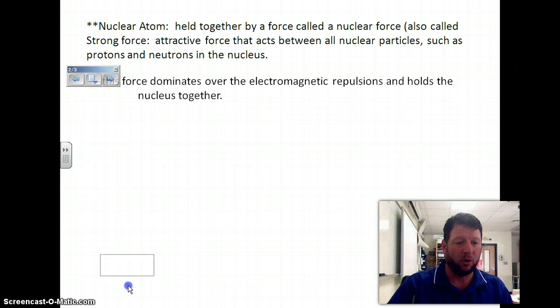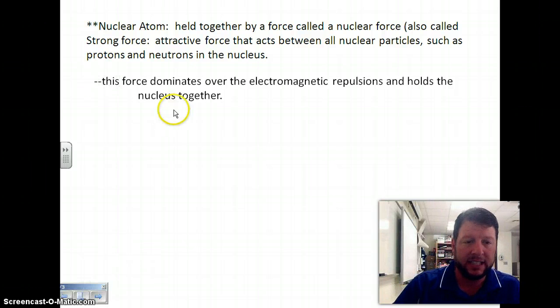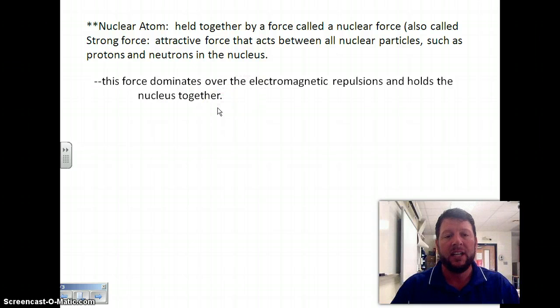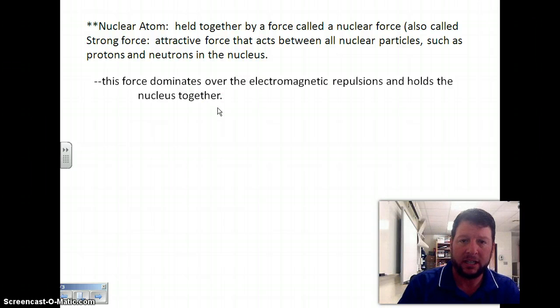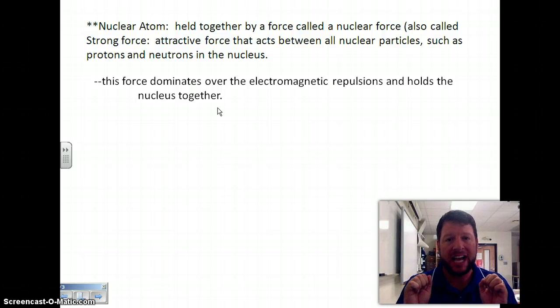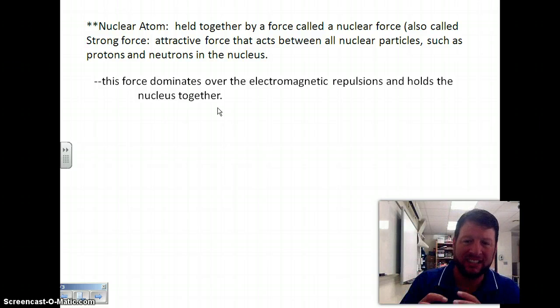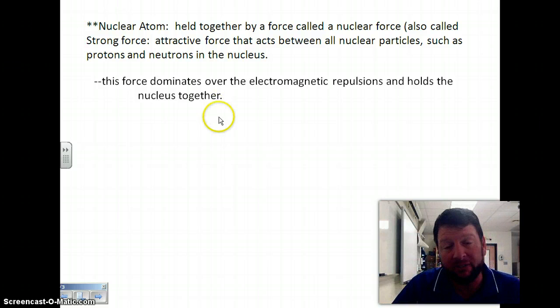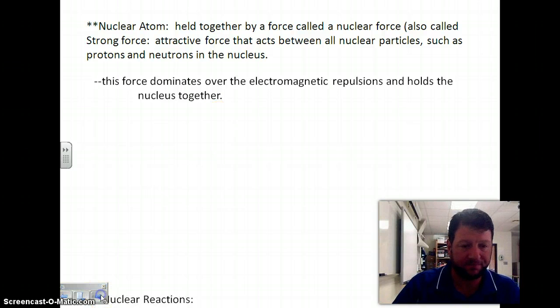Okay, the strong force is that force that dominates over the electromagnetic repulsions and holds the nucleus together. So in other words, the protons that are pushing away on each other, that are pushing apart because they are like charges, that force is not as strong as this nuclear force or strong force, which holds the nucleus together and therefore holds the atoms together.